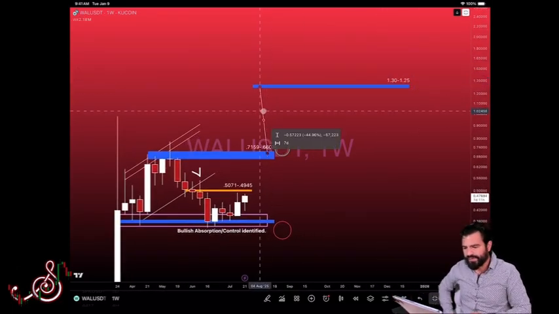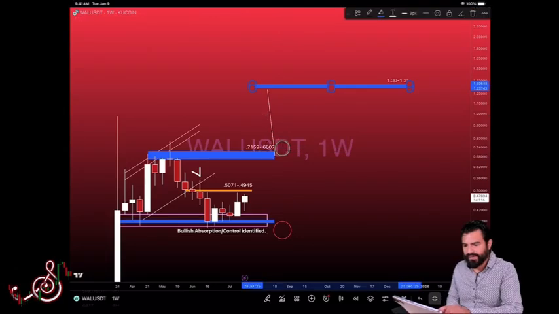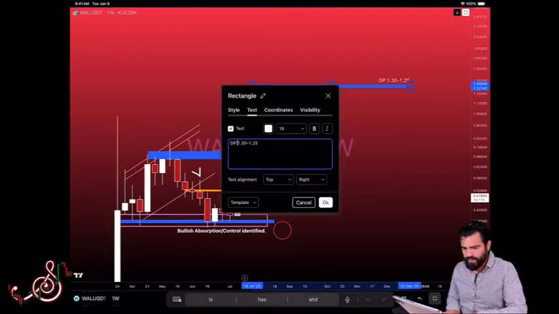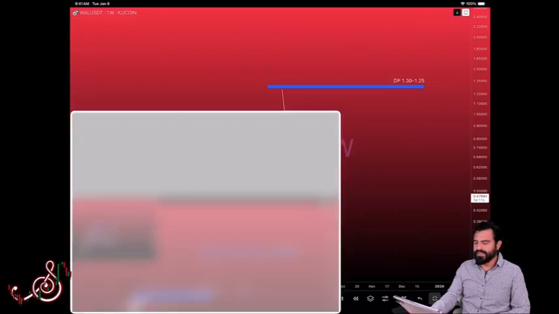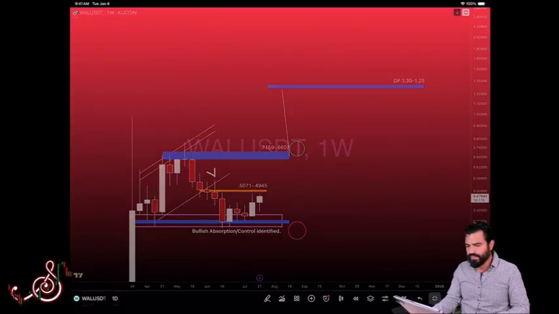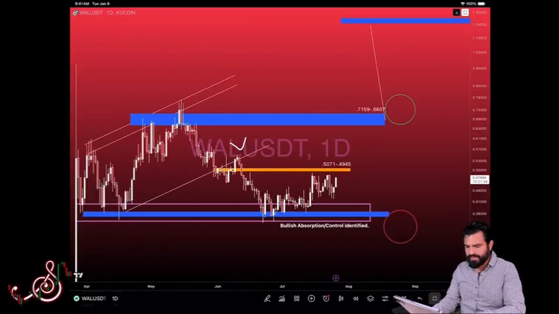$1.30125 would be the DP for this area. Okay. All right. Any other questions? Walrus, I like it. I think it's going to do well. I am bullish on this crypto.